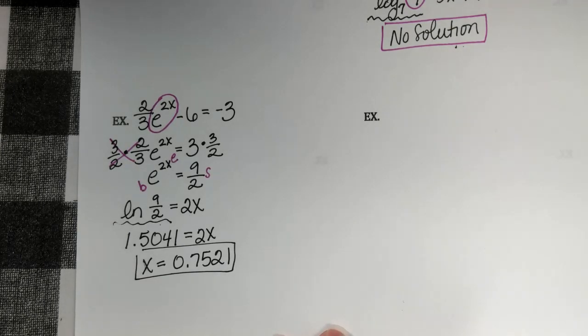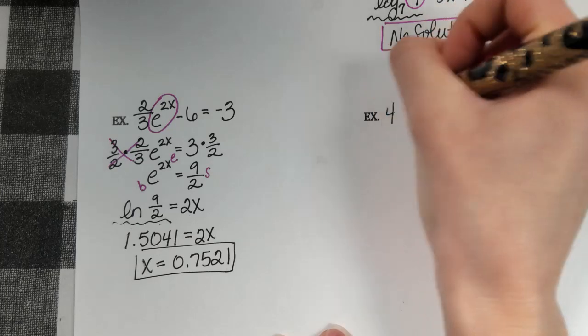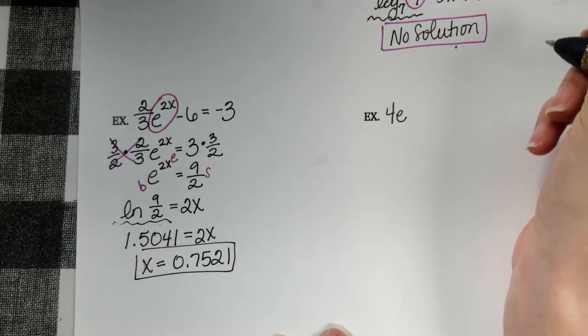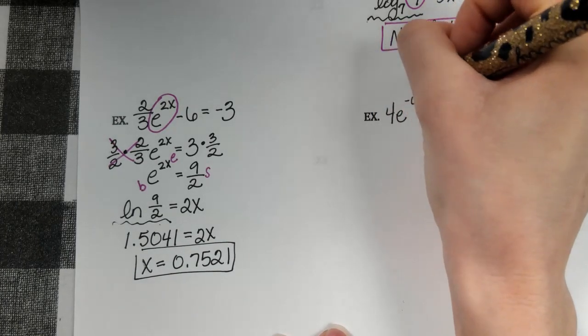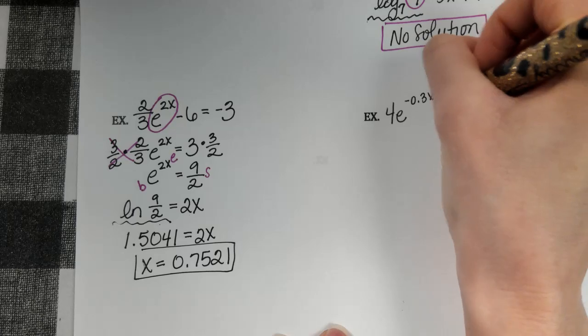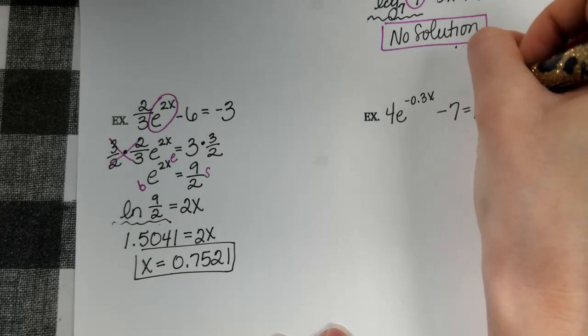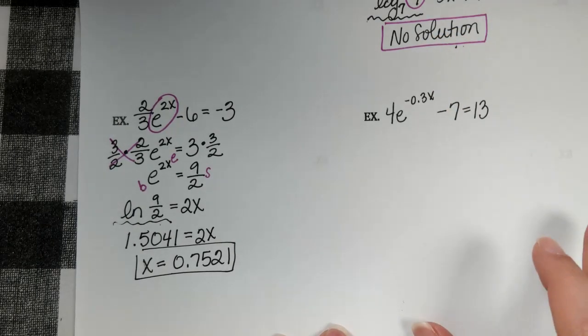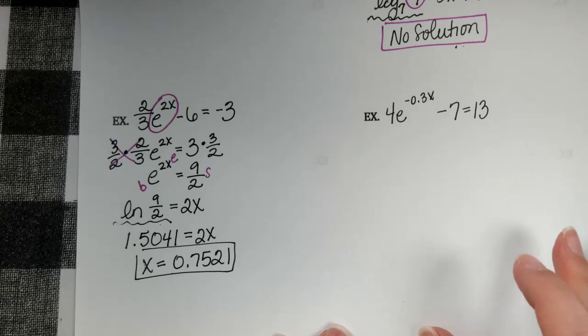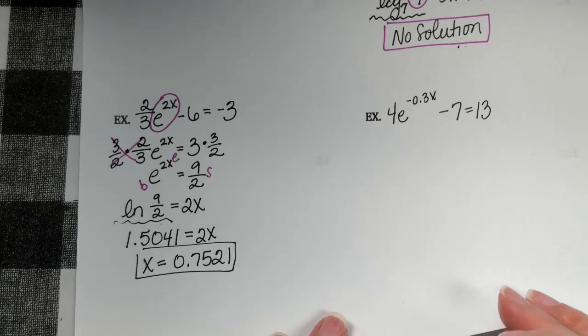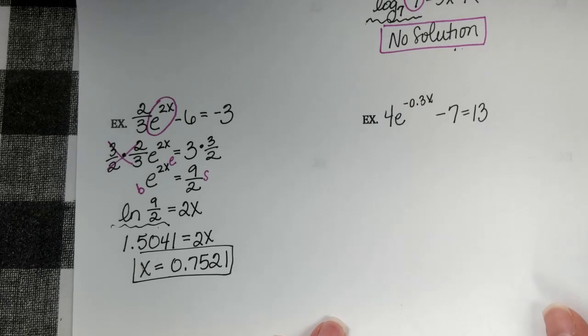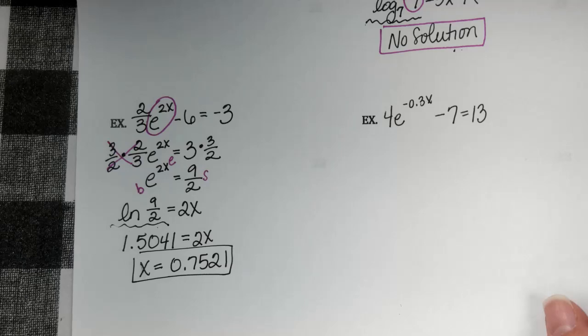Okay, the last one we're going to skip. I'm going to write it, but we're going to skip it. That is 4e to the -0.3x minus 7 equals 13. If you want to work it out on your own and check it with a copy of the notes, you can.